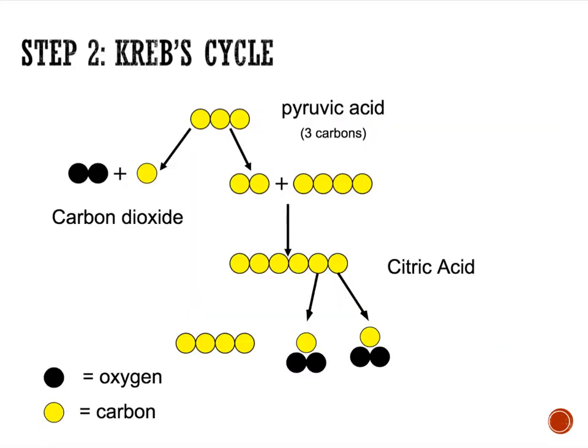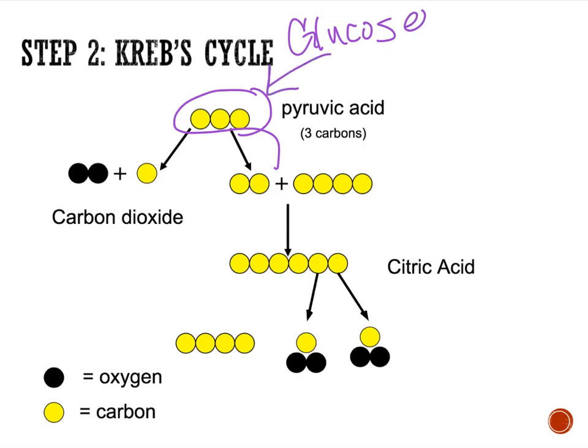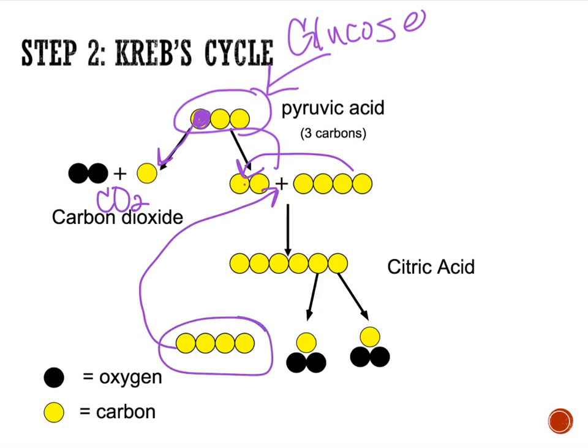Wow, what a great drawing. Okay, so here we go. What we're doing here is you've got your pyruvic acid. This came from glucose. Okay, so what you're going to have, this is a cycle, right? So this constantly cycles around. You've got your pyruvic acid, and this guy leaves and goes and forms carbon dioxide. Okay, now you've got these two. They combine with these molecules that are just kind of hanging out.